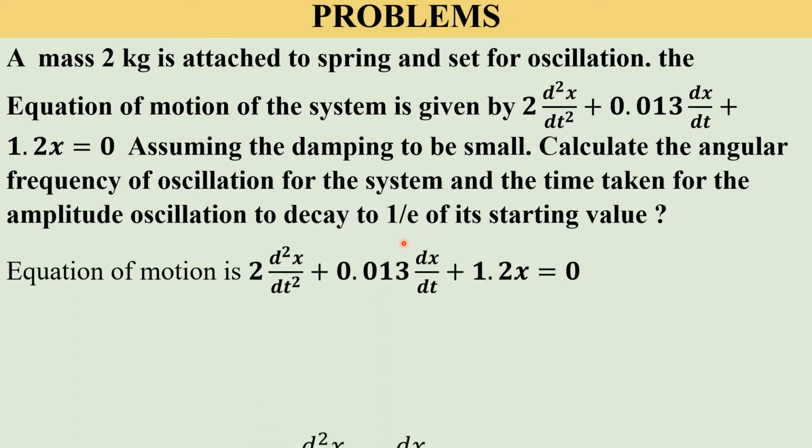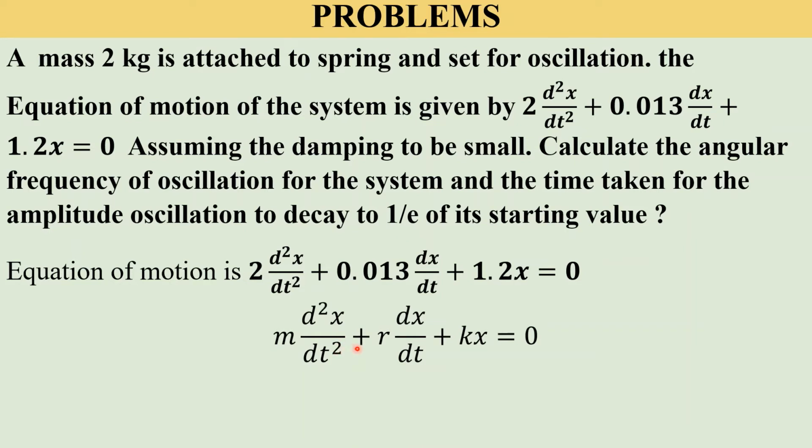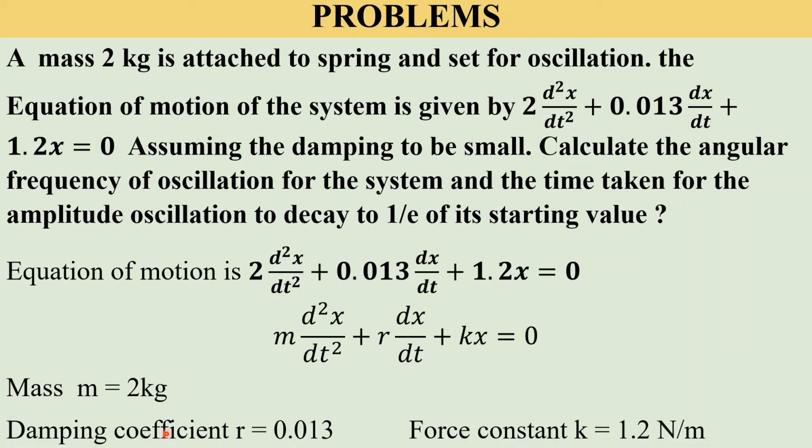It is of the form m d squared x by dt squared plus r dx by dt plus k x. Where mass m is equal to 2 kg, damping coefficient r is equal to 0.013, and force constant k is equal to 1.2 Newton per meter.